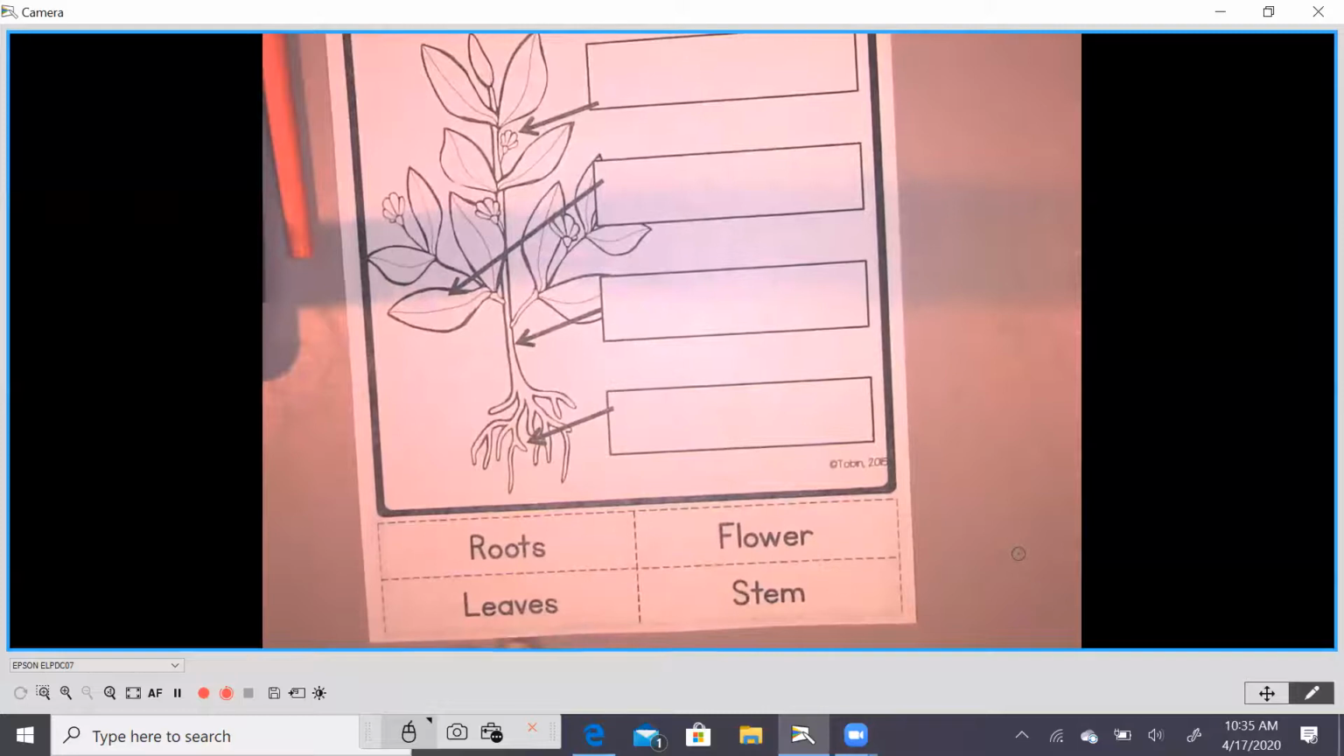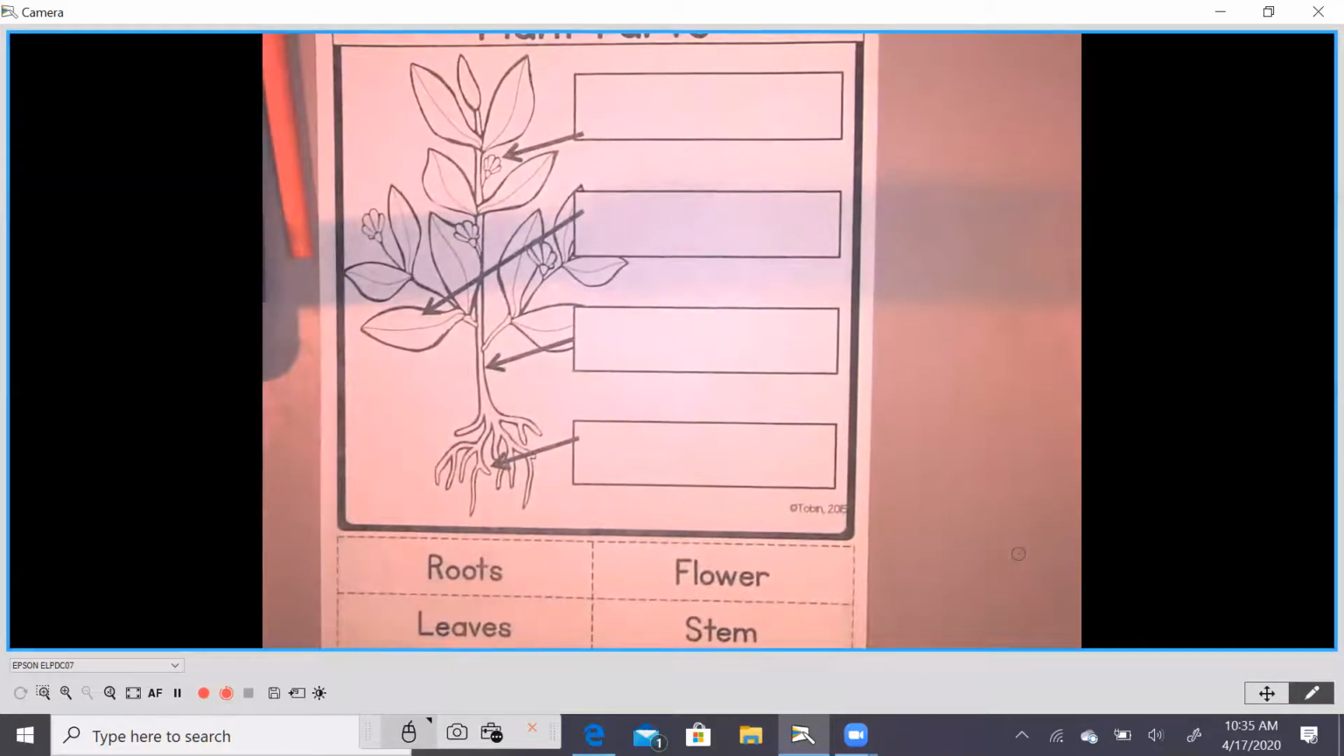So you're going to think about where are the roots, okay? Think about what they do and think about where they would be on a plant. Think about the flower. Where's the flower on the plant? The leaves and the stem, okay? And then you're just going to write it like this.